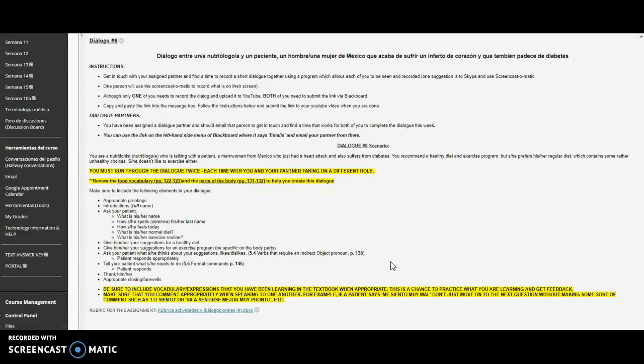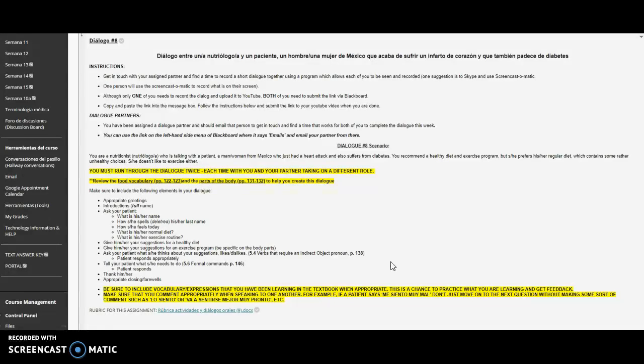Okay? Ask your patient what he or she thinks about your suggestions, the likes and dislikes, and the patient will respond appropriately. Tell your patient what he or she needs to do. That's using the formal commands. Thank him or her, and appropriate closings, farewells. Okay? And again, be sure to include vocabulary expressions you've been learning in the textbook when appropriate. It's a chance to practice what you're learning, get feedback.